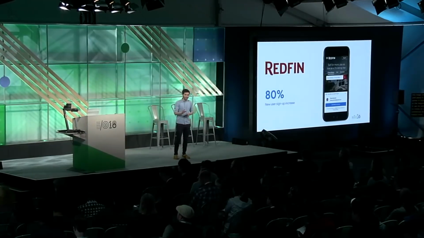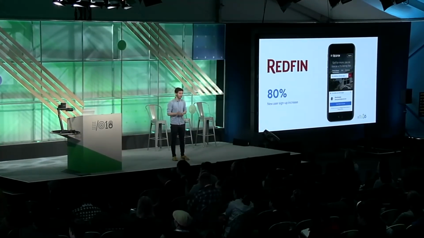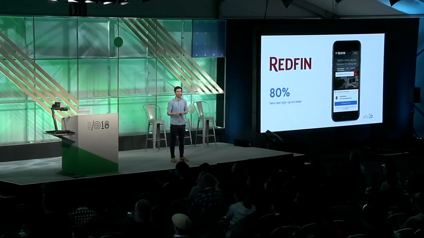The second thing, well, actually, just briefly, an example from somebody who has integrated this was Redfin, who had an 80% increase in the number of new users once they introduced this one-tap, seamless, contextual account creation.